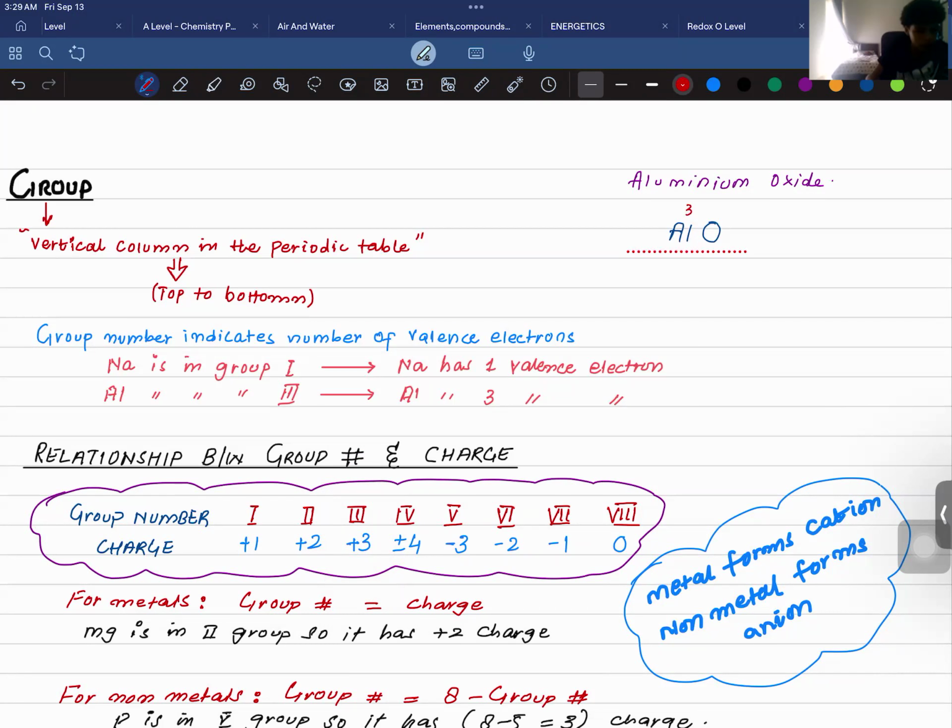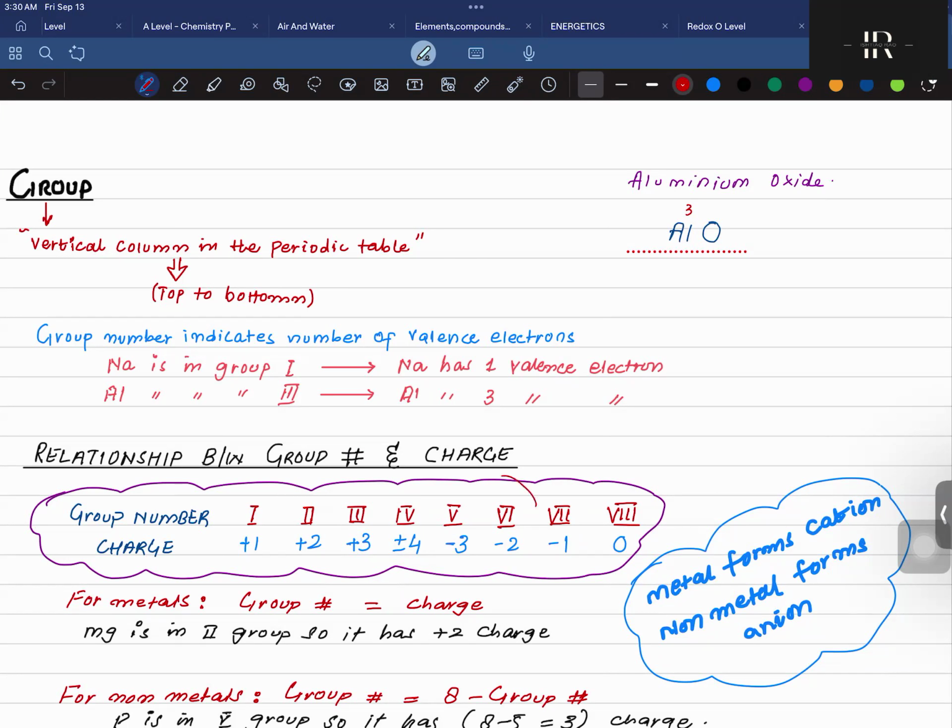And this is oxygen. Can you tell me the group number of oxygen? In which group is the oxygen? It's in group... No, it's not 8. Sorry, I was looking at the wrong thing. It's in group 5, I think. No, 6. Yes, oxygen is in group 6.